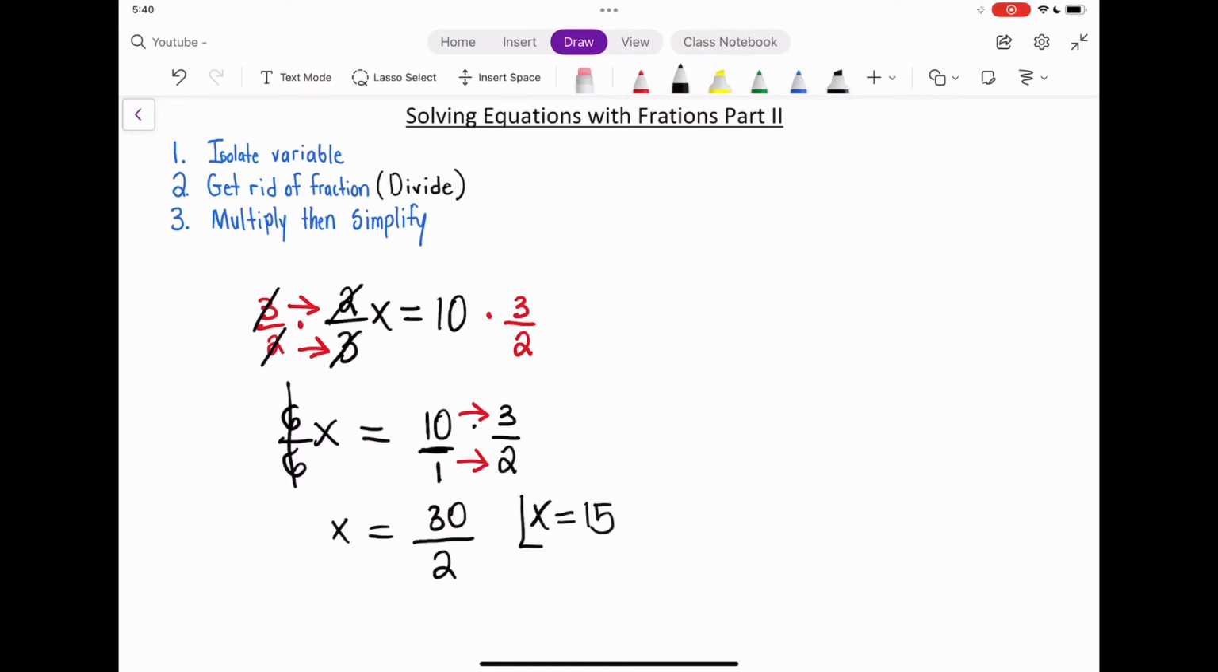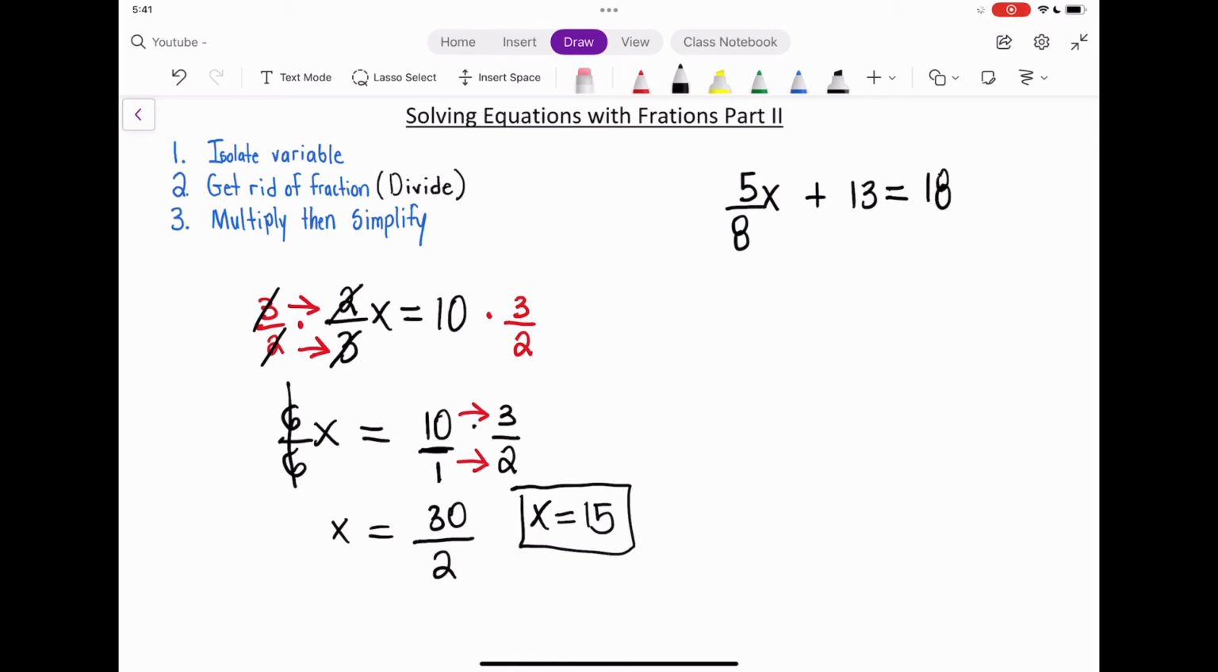So when we're solving equations with fractions, we want to make sure we isolate the variable, divide by the fraction, which just means flip and multiply, and then simplify. But let's say if we had a problem where it was more than one step, right? So we have 5 over 8x plus 13 is equal to 18.